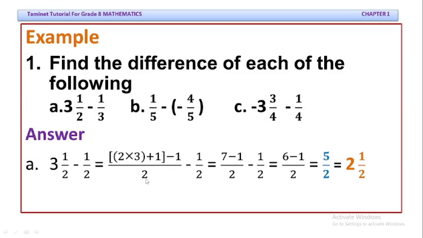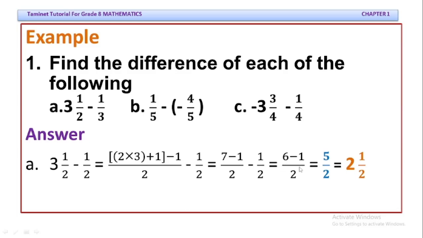Because they have the same denominator, take 2 as the denominator and subtract the numerators. 2 times 3 plus 1, minus 1. 2 times 3 is 6, plus 1 is 7, minus 1. 7 minus 1 is 6.